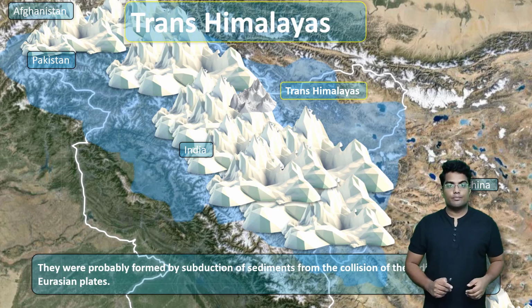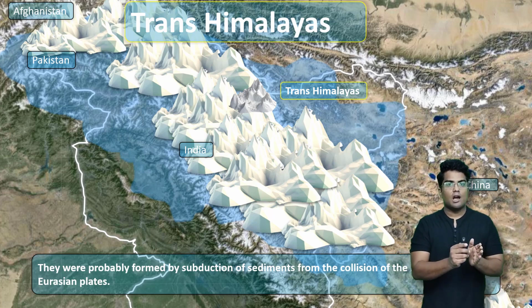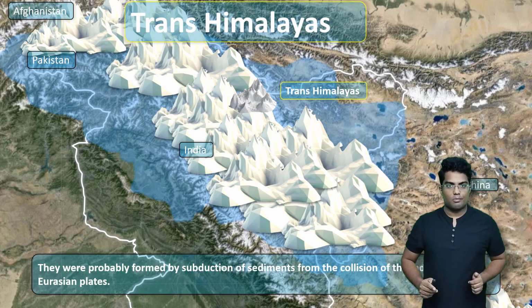Now the question comes: why is this part of the Himalayas known as the Trans-Himalayas? Trans basically means something beyond normal, something away from the normal. So why is this Himalaya away from the normal? Let me teach you why.